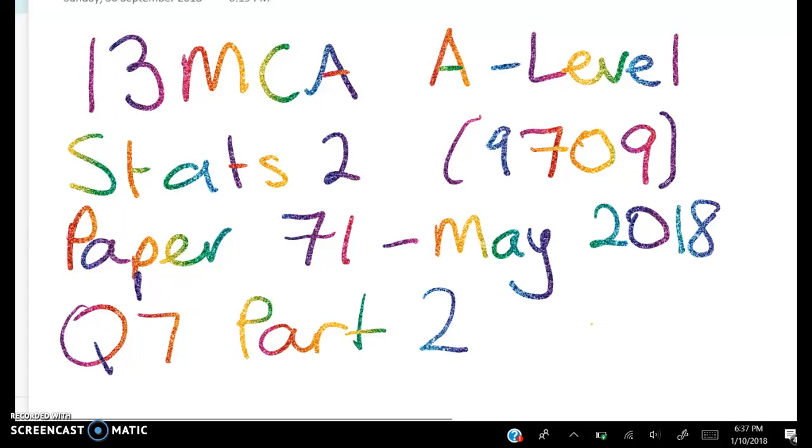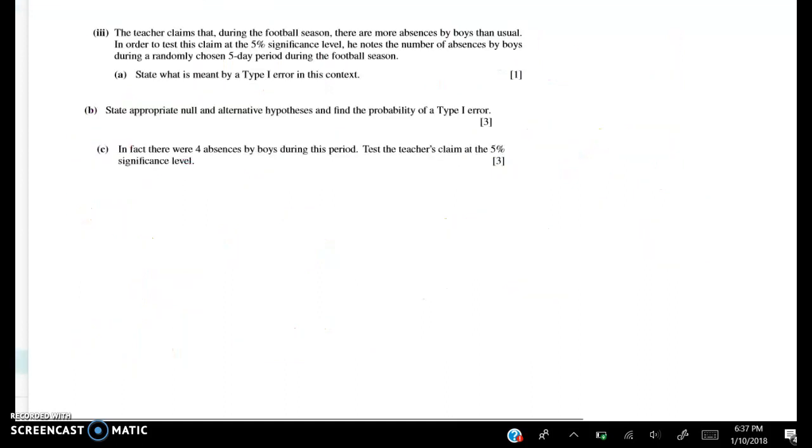Kia ora, Year 12. Here's the second part of question 7 from Stats 2, paper 71, May 2018. So this follows on from part 1 of the video, and you'll need to watch that first. This is a Poisson question, but in this part we're going to be doing some hypothesis testing with it. Okay, so go watch part 1 for the first part of the context.